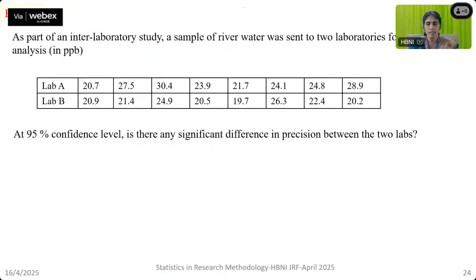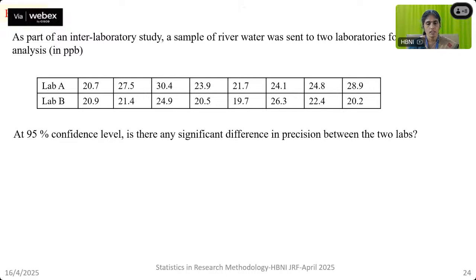One worked out example is here for you. As a part of an inter-laboratory study, one river water sample was sent to 2 laboratories. Each lab has done 8 repeated measurements. Then the individual values are given.